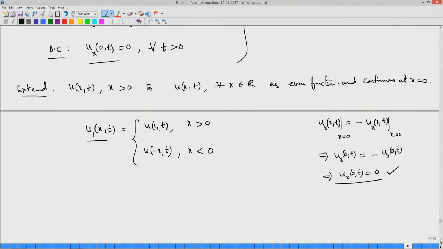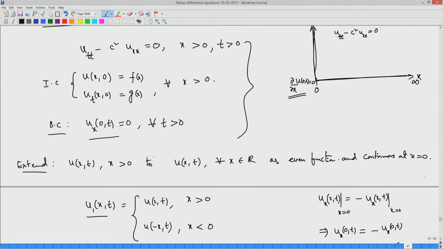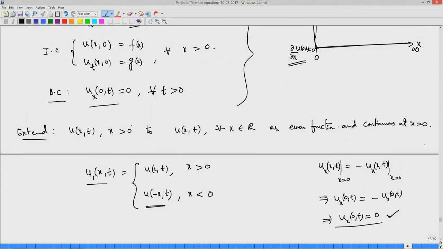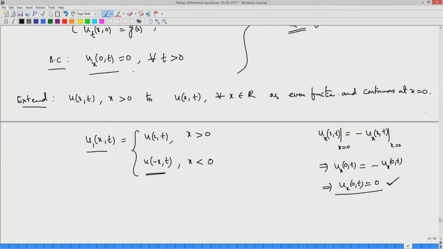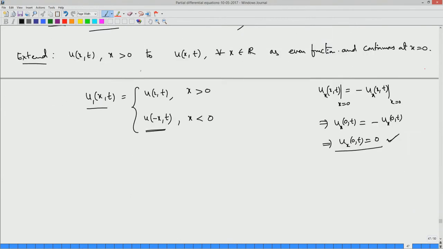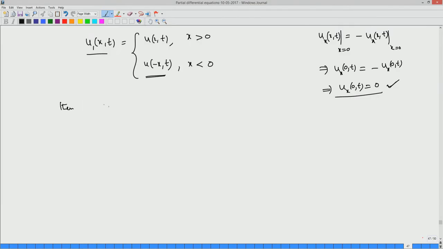And clearly u of x t satisfies the wave equation, and u of minus x t also satisfies it, because you are twice differentiating, so minus times minus will be plus. It does not matter. So this also satisfies the wave equation, and also the same initial conditions, at x equal to 0, at t equal to 0. And then u1 satisfies u1 tt minus c square u1 xx equal to 0 for every x in R.